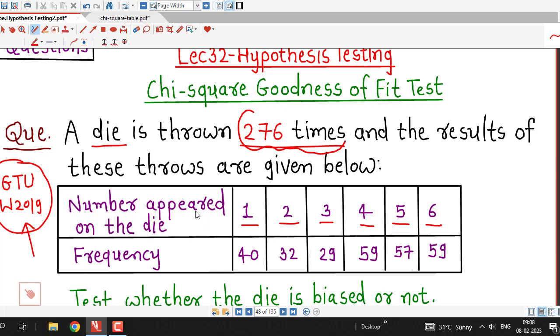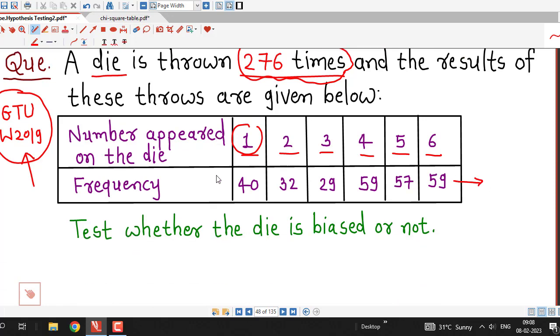So they have given these frequencies for each number. If they are throwing a dice 276 times, then the number 1 appears 40 times, number 2 is appearing 32 times, and similarly they have given frequency for each of these numbers from 1 to 6. So this total must be equal to 276. And here they have asked to check or test whether the die is biased or not.